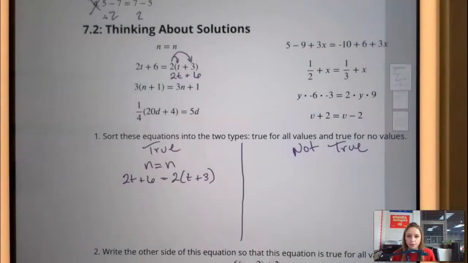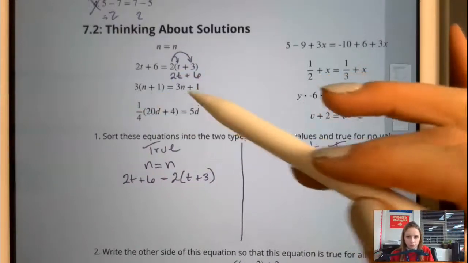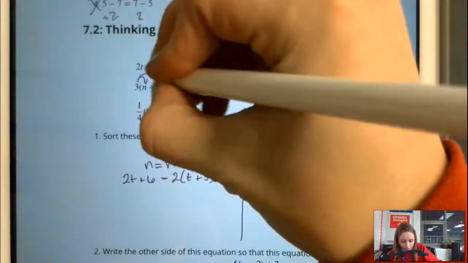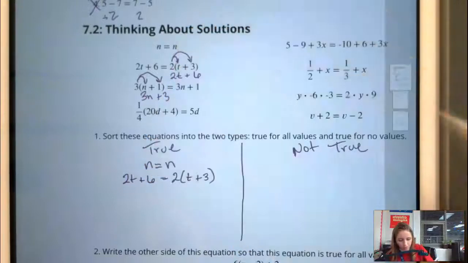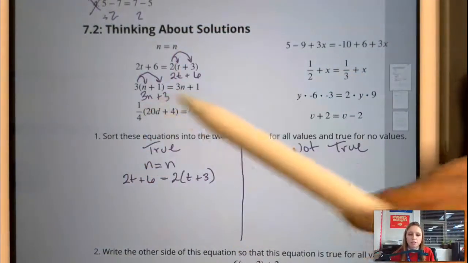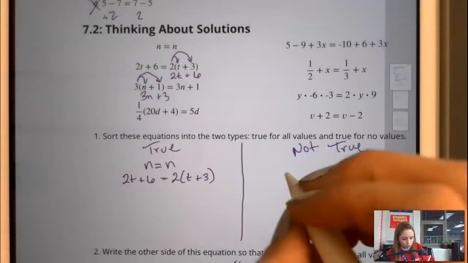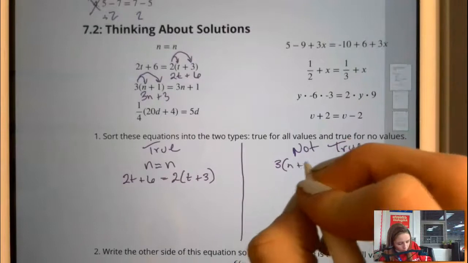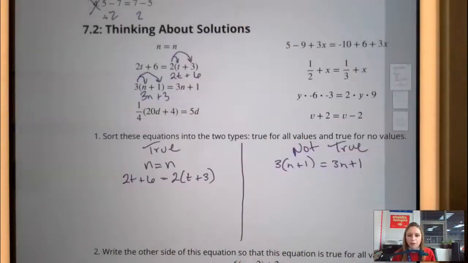Alright, now to that third one. Let's go ahead and handle this as the problem up above. So to see if these are actually equal, let's distribute that 3. So 3 times n is 3n, and 3 times 1 is 3. Now, the 3n is the same on both sides, but this has plus 3 and that has plus 1. So this would not be true. So this would be true for no values. So 3 parentheses n plus 1 equals 3n plus 1. So if I were to plug in 2 for n, it would never end up being equal. So that's why it's not true for any of the values.